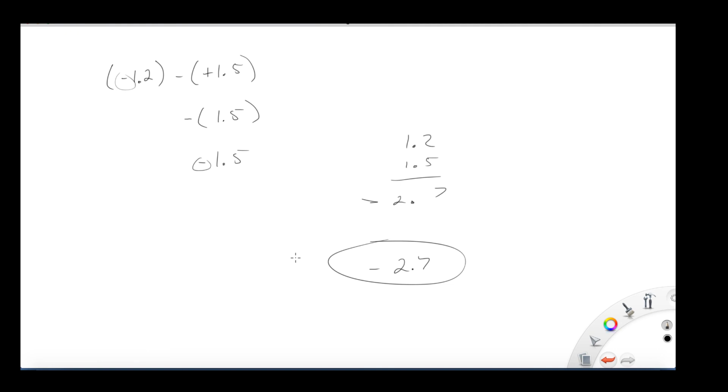So this lesson, not too difficult, but we just want to make sure that we understand the language of adding algebraic expressions. Okay, if you have any questions, let me know. I will be more than happy to answer them.